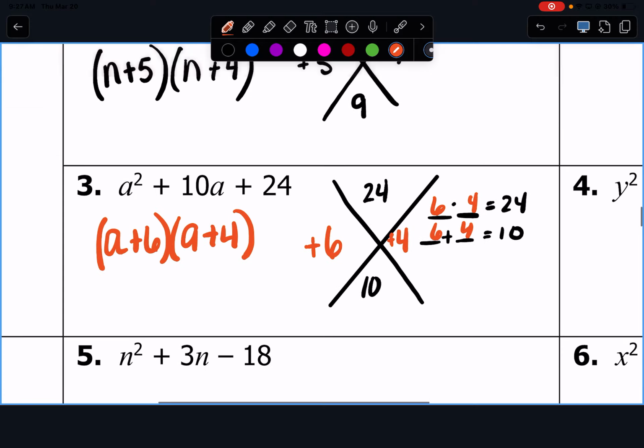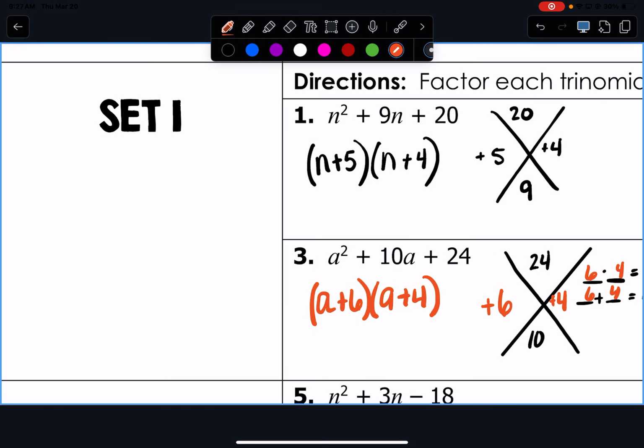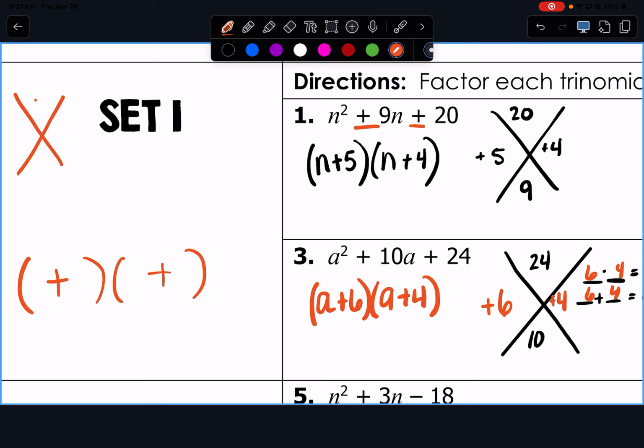Okay, this set right here, set 1, has a very specific reason that they are divided up. We're going to go over the signs and how to recognize when to do what. In this problem, all of our signs are what? Positive. When they are all positive, our answer will be all positive. So if it's positive and positive, that means you're going to have a positive and positive here.